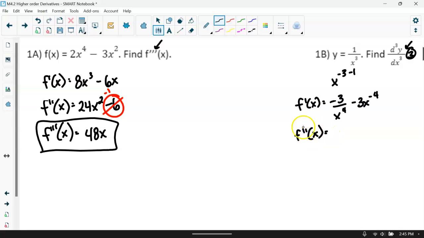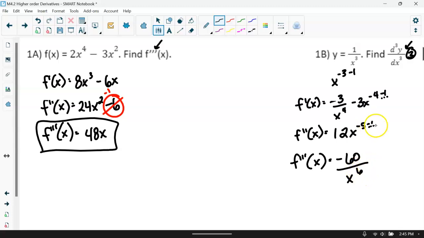So here, let's go to our second derivative. The second derivative is now positive 12, right? Negative 4 times negative 3 times x to the negative 5, from subtracting 1. So then the third derivative, our final here, is negative 60, from negative 5 times 12, over x to the 6, because subtracting 1 gives negative 6. So that is the third derivative.